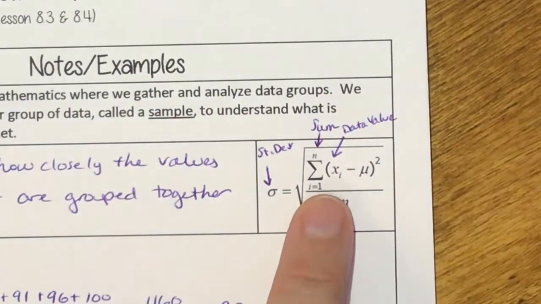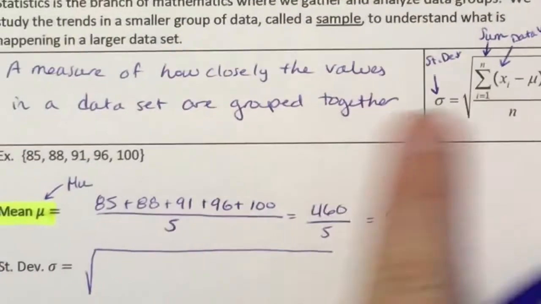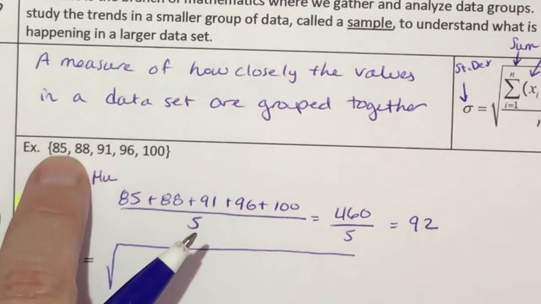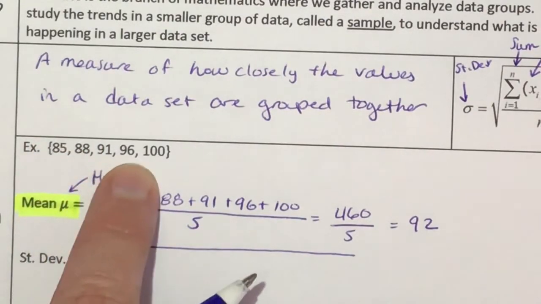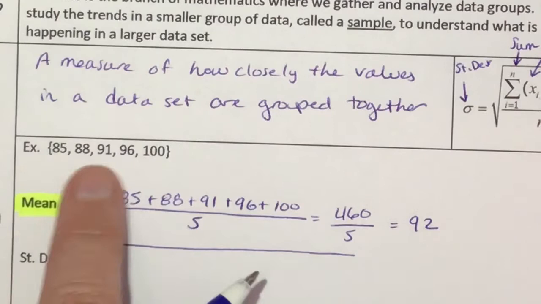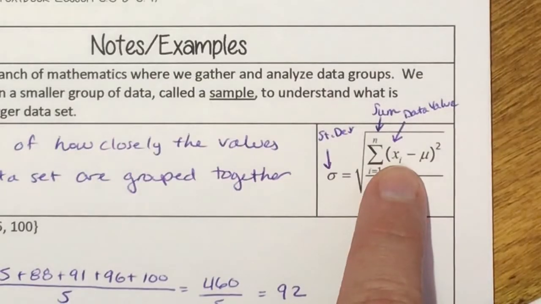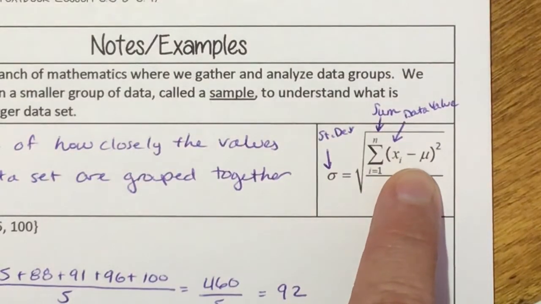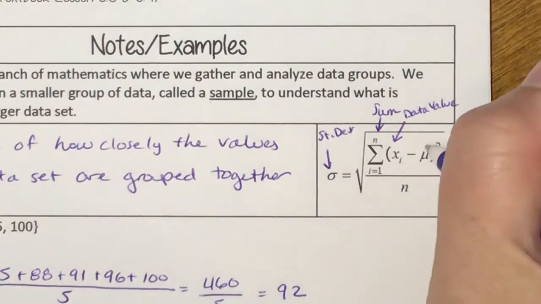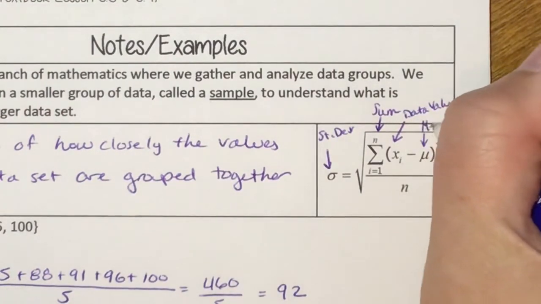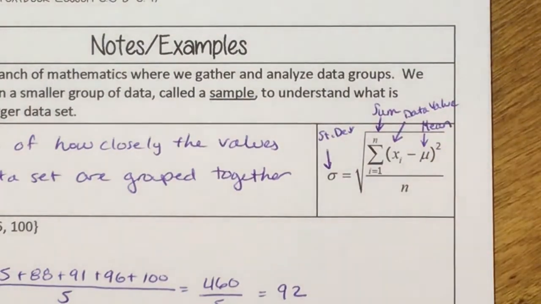So that x sub i for this particular problem will be 85, and then later it'll be 88, and then 91, and then 96, and then 100. So each one will take its turn standing in for x sub i. We know that this mu represents mean. We just talked about that, and we just found the mean for this particular problem.